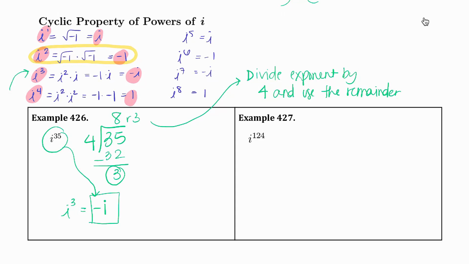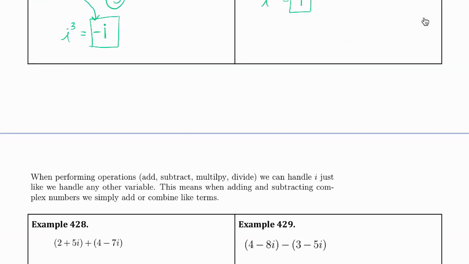Alright, if we do this one, my power is 124. If I divide it by 4, I get 31, and I don't have any remainder on this one. So this one means remainder 1, remainder 2, remainder 3. If we have a remainder of 4, that means it's divisible by 4, so that really gives us remainder 0. So this is like i to the 4th power, which is 1. So we can use division by 4 to help us work with i's with higher powers.